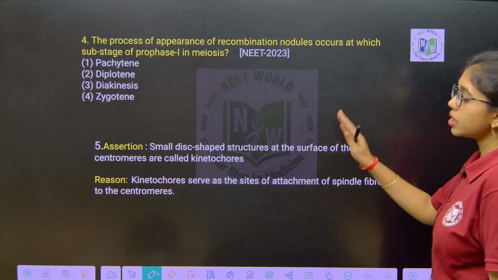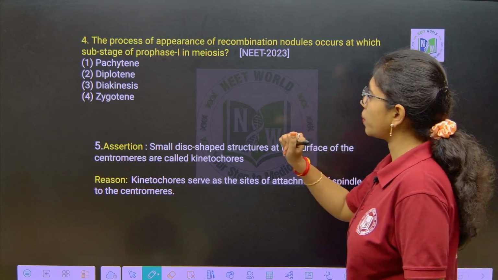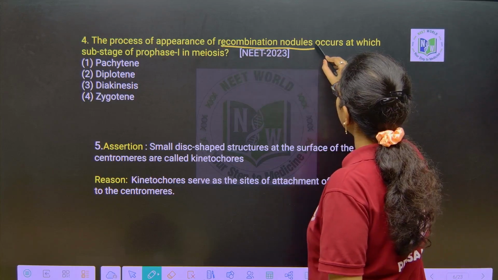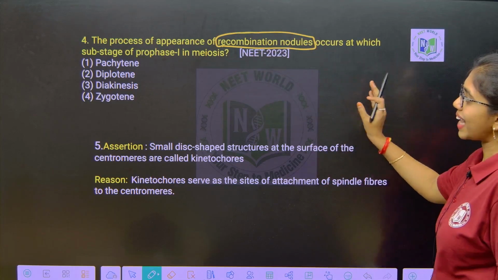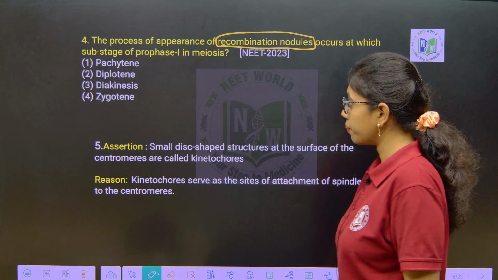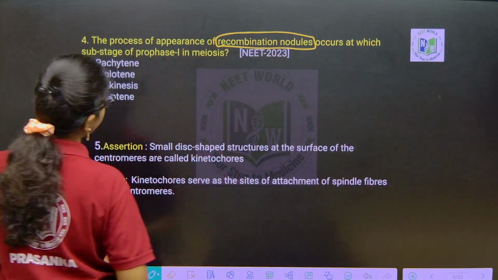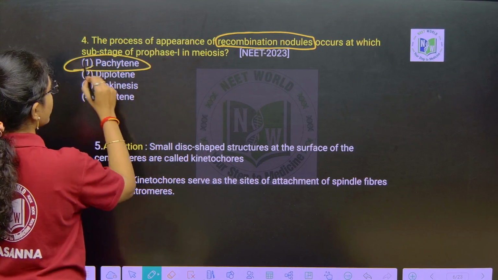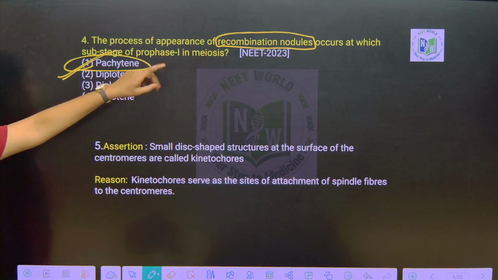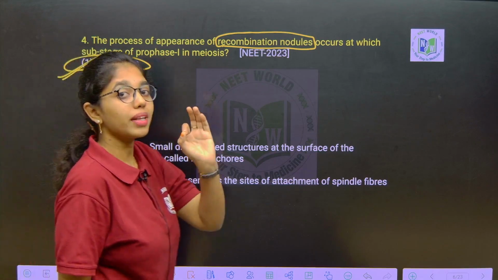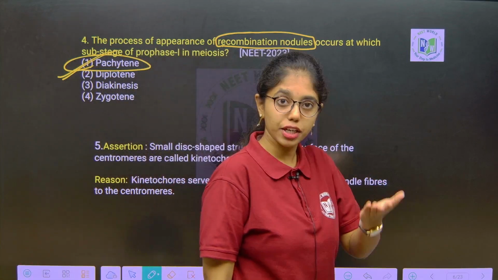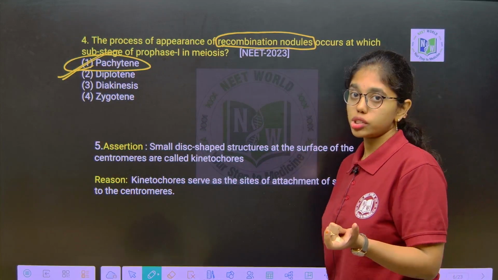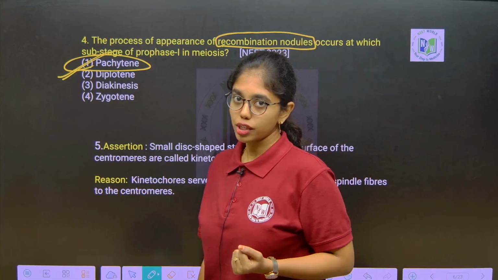This is the NEET previous year question, NEET 2023. The process of appearance of recombination nodules occurs at which substage of prophase 1? During pachytene. During pachytene substage, recombination nodules will appear and recombination happens, which is an enzyme mediated process. That enzyme is recombinase, between 2 non-sister chromatids of homologous chromosomes.